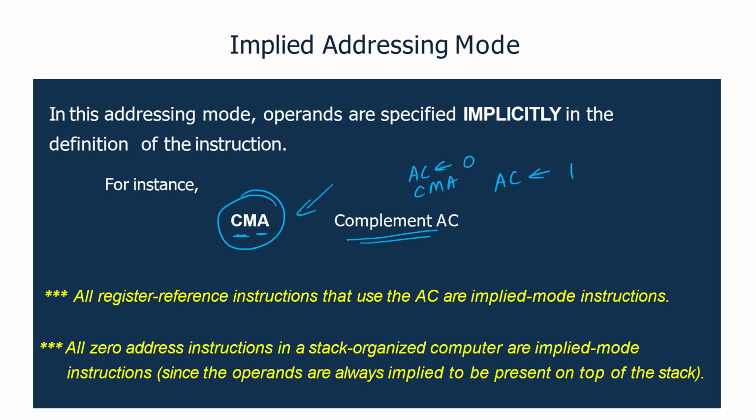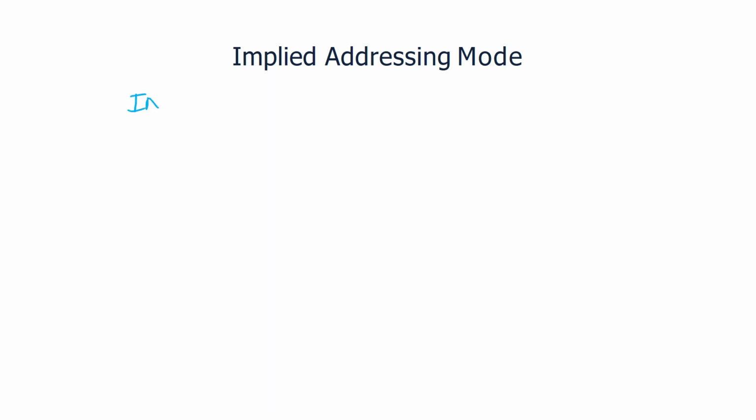All the register reference instructions that use the accumulator are implied mode instructions. Whenever the register reference instruction AC is used, implied mode instruction is there. All the zero address instructions in the stack organized computer are implied mode instructions, since the operands are always implied to be the top of the stack. So suppose I have written INCA, it means that we want to increment the value of accumulator. INCA will do this part.